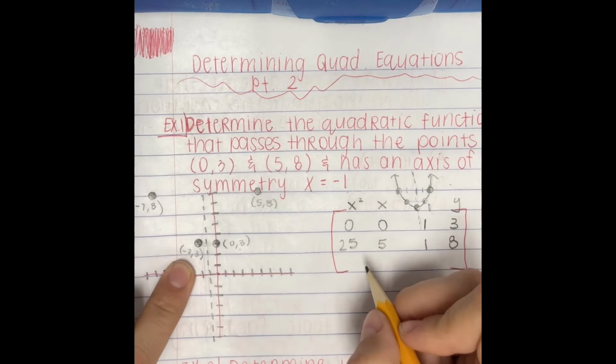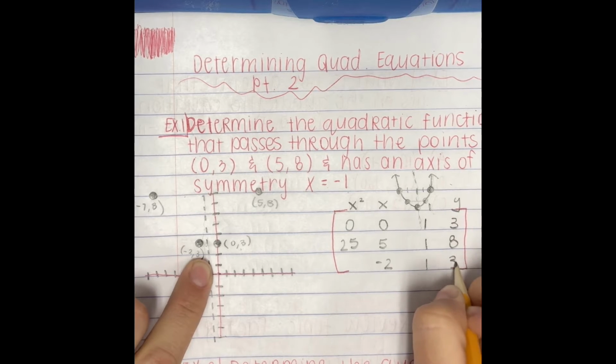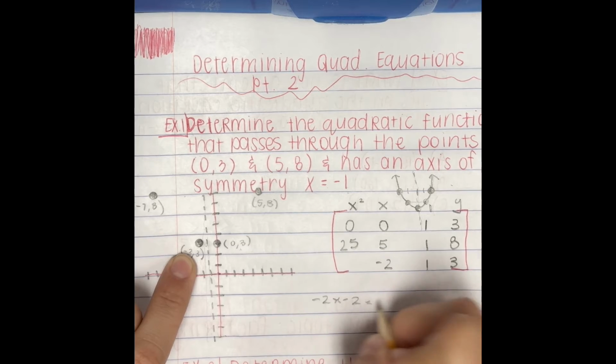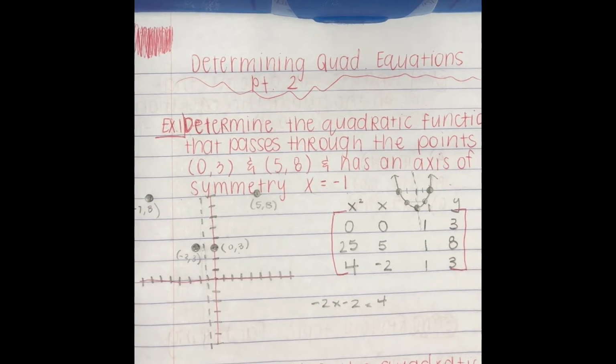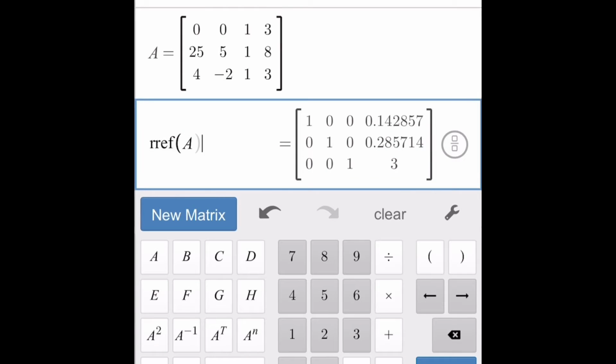Then we'll go to our new point that we found, (-2, 3), and -2 squared is -2 times -2. Negative and negative make a positive 4. Now we can go put this into desmos.com/matrix. We plugged in all of our values into our matrix. We did the RREF for matrix A, and this is what came out to be our answer. Now we're going to plug the numbers in that last column into our equation.